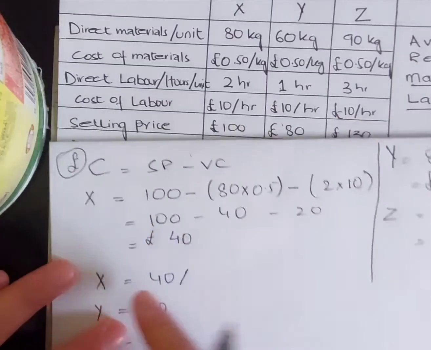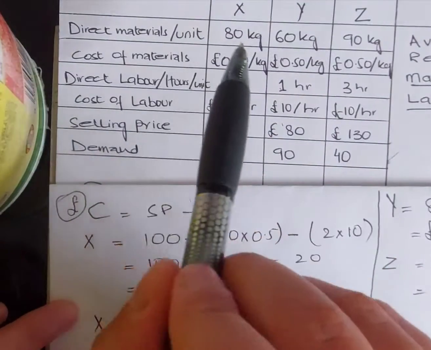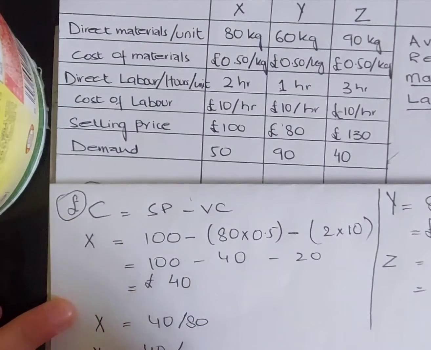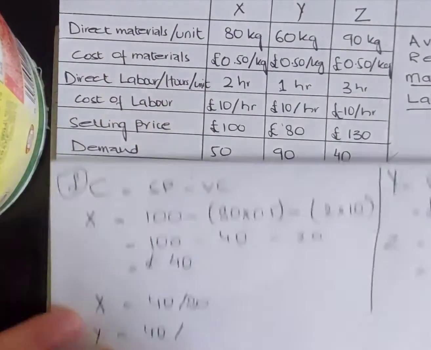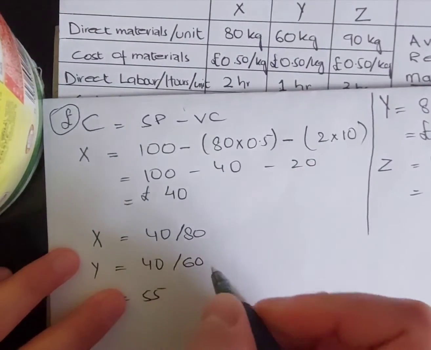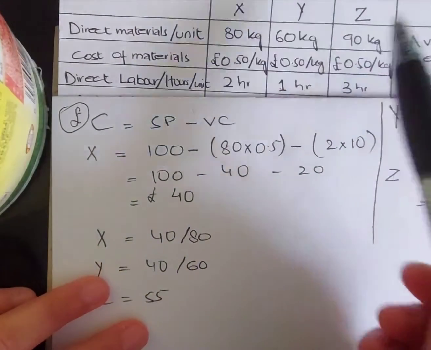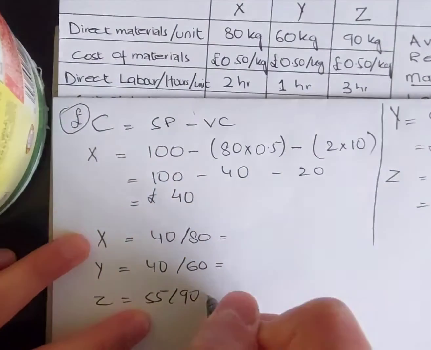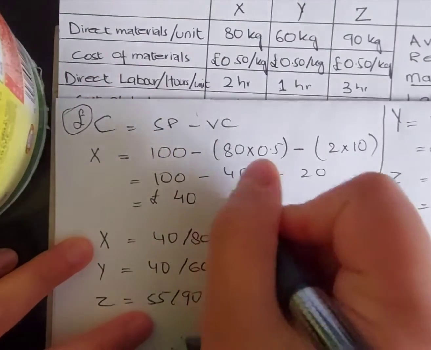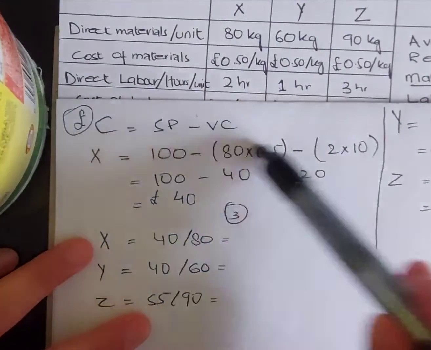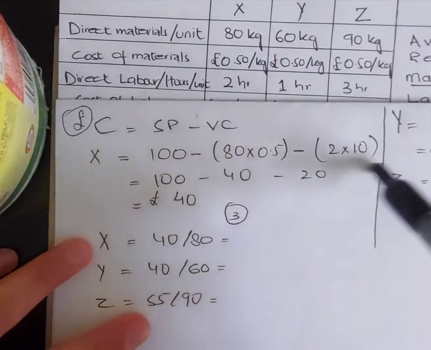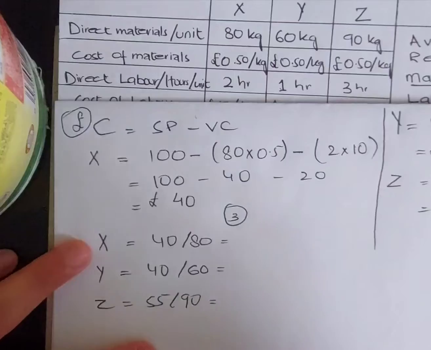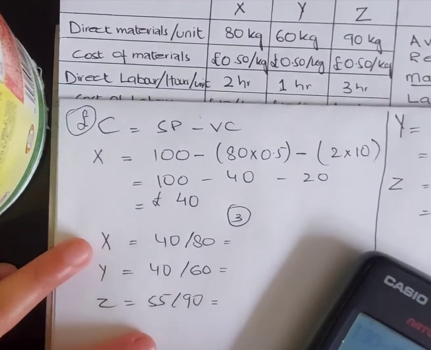the X units are 80, the Y units are 60, and the Z units are 90. And this is where we are doing our third step. Okay, this bit was our second step. Now we're going to do the third step of finding the contribution per limiting factor.